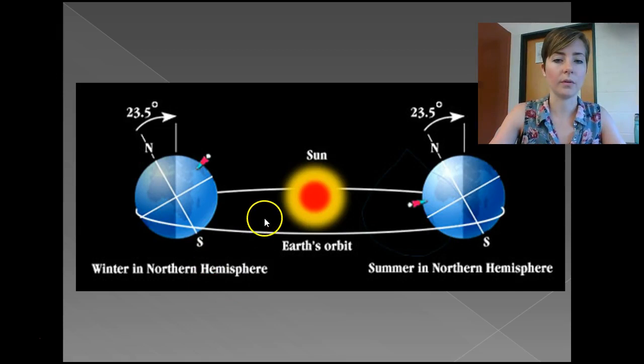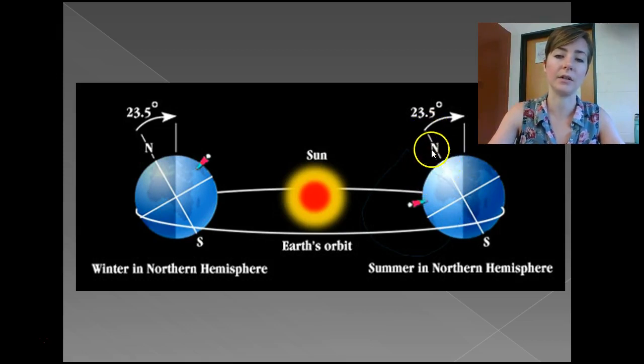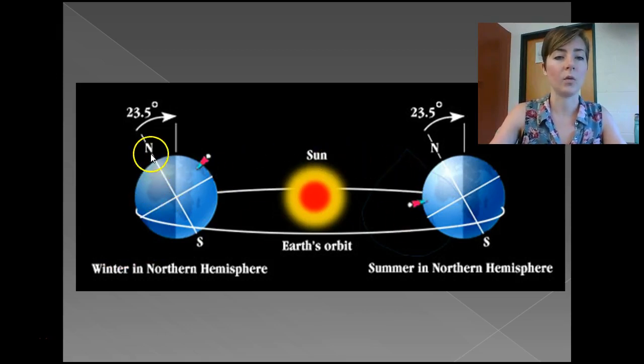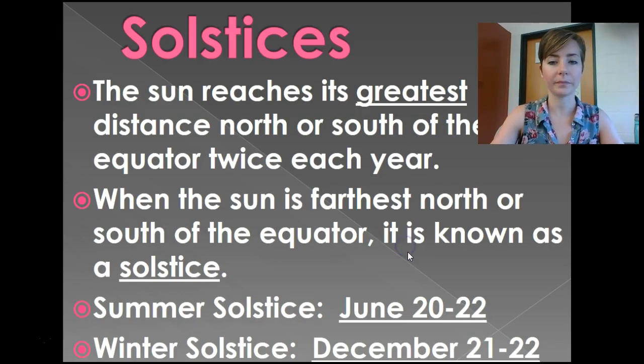All right, so in our orbit here, this is summer in the northern hemisphere, so we are tilted towards the sun. Notice the North Pole is pointed towards the sun. The South Pole is tilted away. So this is summer in the northern hemisphere. Winter in the northern hemisphere is around 6 months later in the orbit. Now we're pointed away from the sun, and the southern hemisphere is tilted towards the sun.